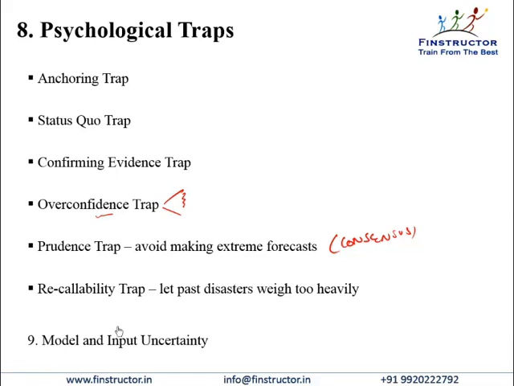The last problem with forecasting is of model and input uncertainty. So which model to use, which distribution to use, should it be the normal, the log normal, or something else? And how reliable is your data going into the model are all question marks to some extent and may cause problems with your forecasting and your calculations.